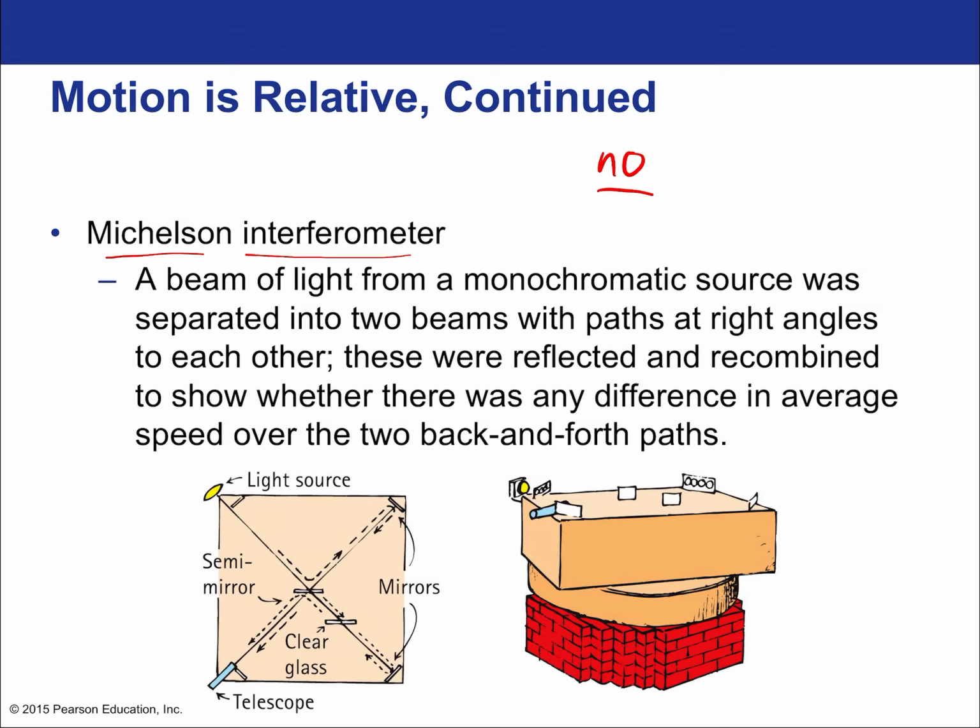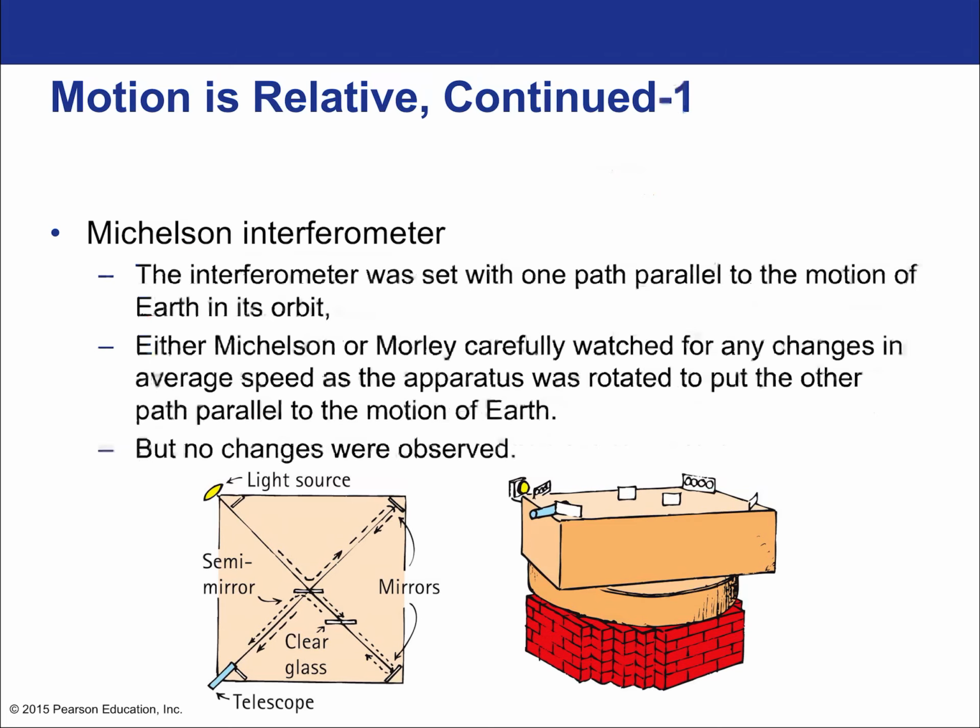In this experiment, a beam of light from a monochromatic source was separated into two beams with paths at right angles to each other. These were reflected and recombined to show whether there was any difference in average speed over the two back and forth paths. The interferometer was set with one path parallel to the motion of Earth in its orbit, so that's the fast speed of Earth racing around the sun, and the other perpendicular to that orbit. Michelson and Morley, the people who did the experiment, carefully watched for any changes in the average speed as the apparatus was rotated to put the other path parallel to the motion of Earth. But no changes were observed.